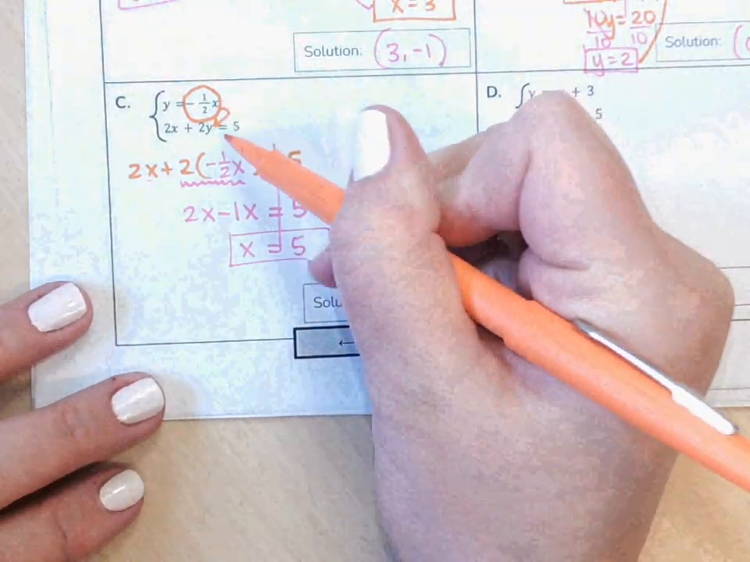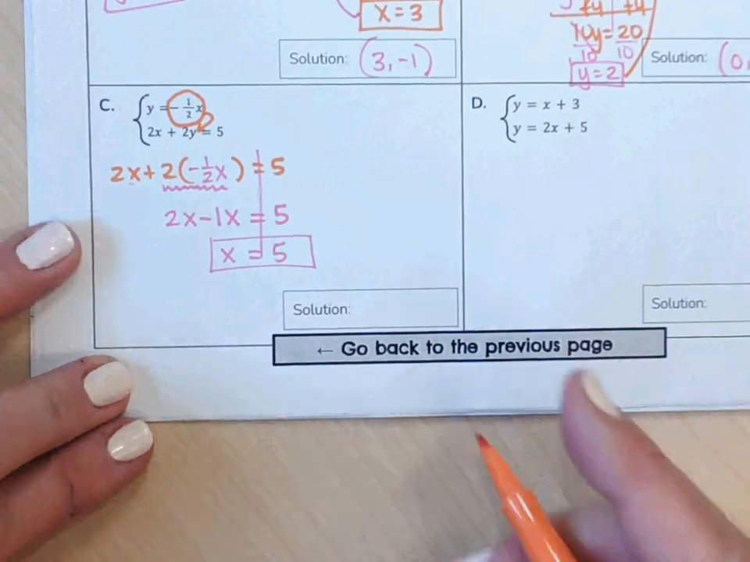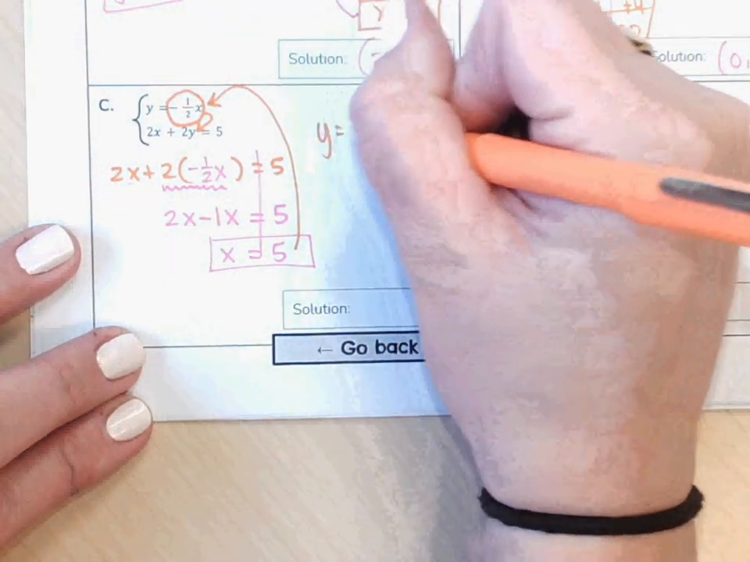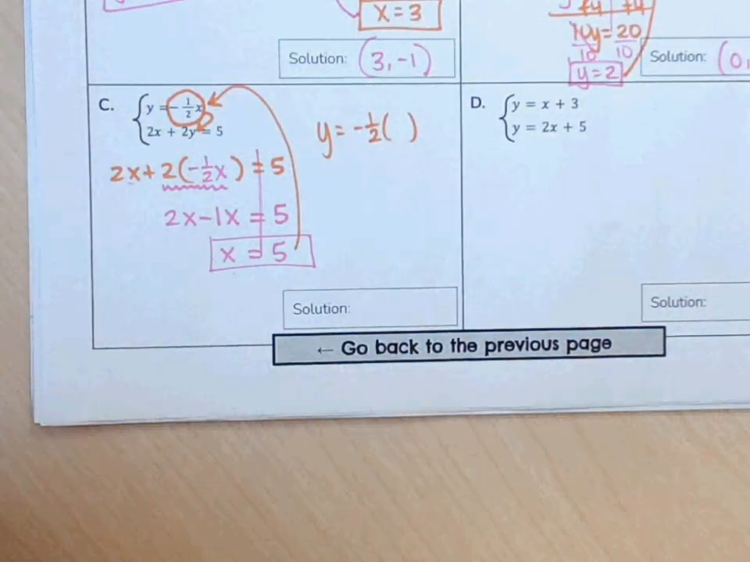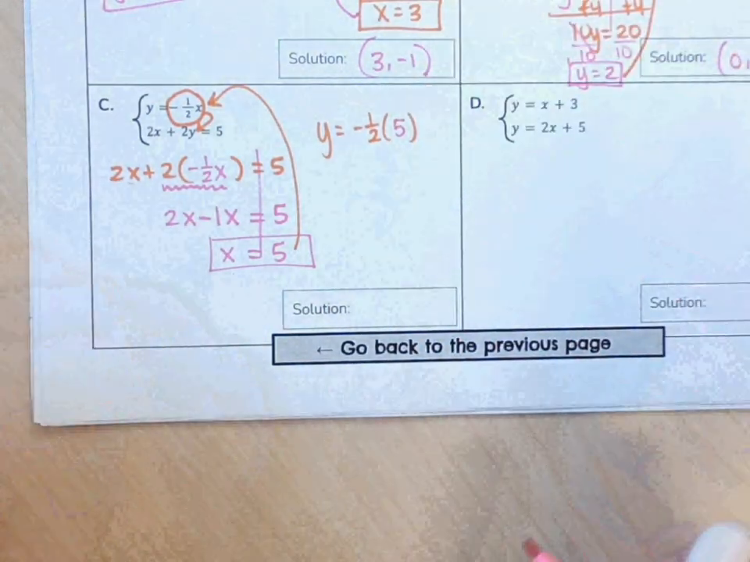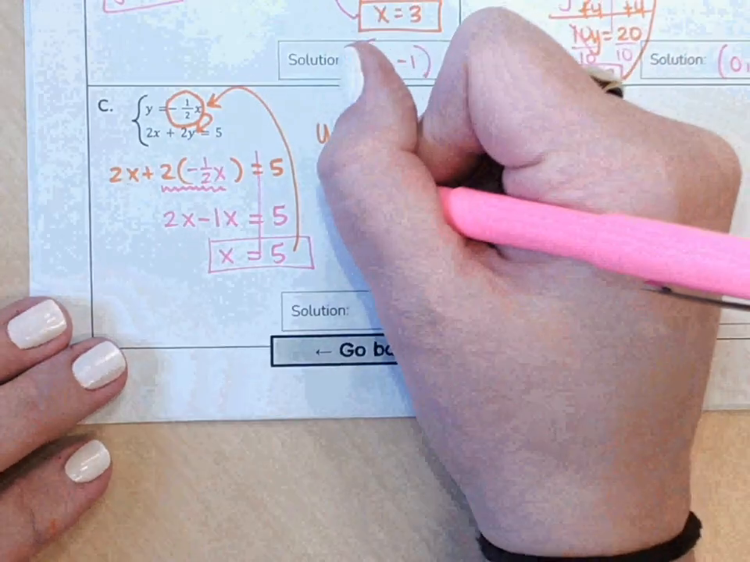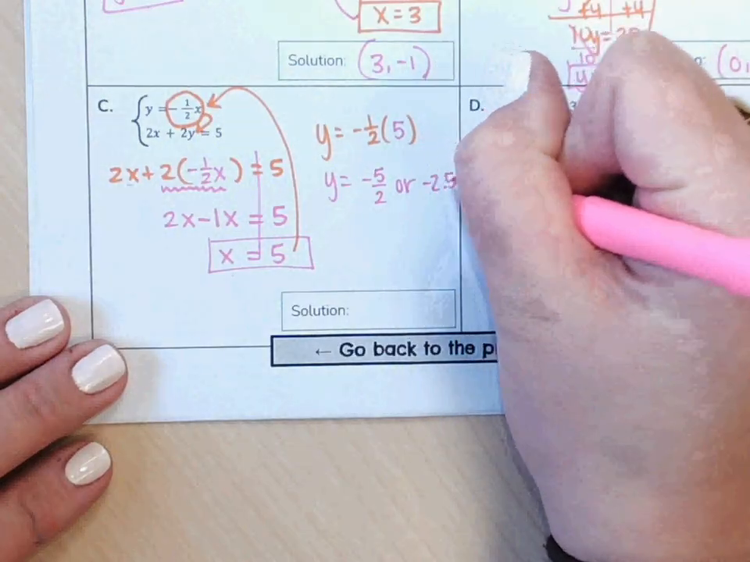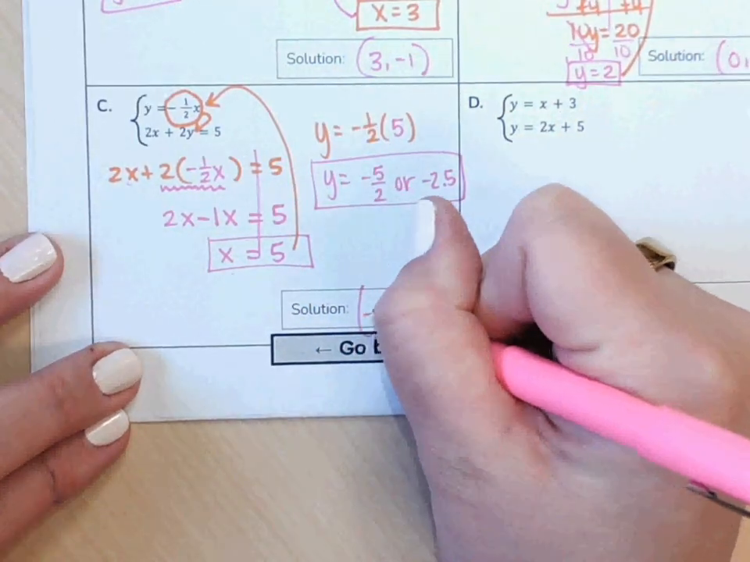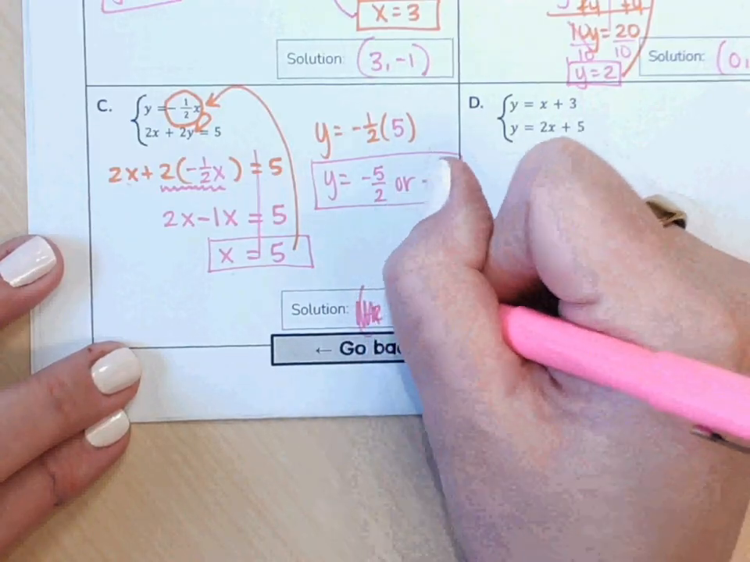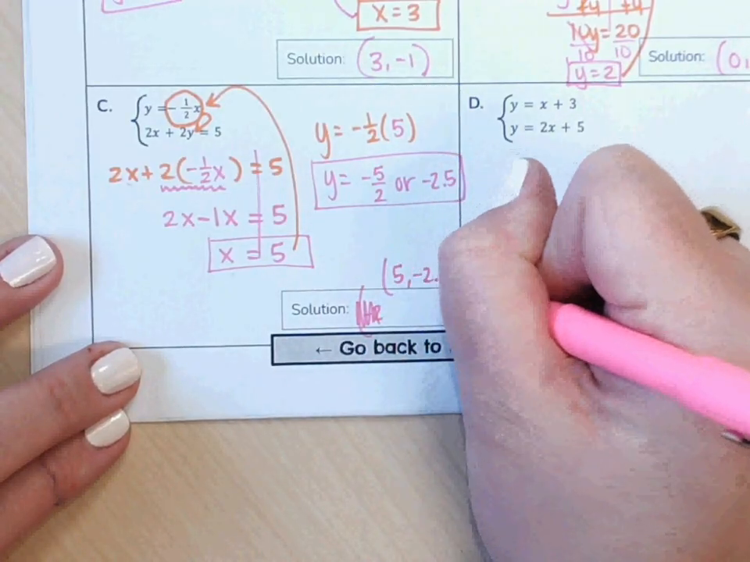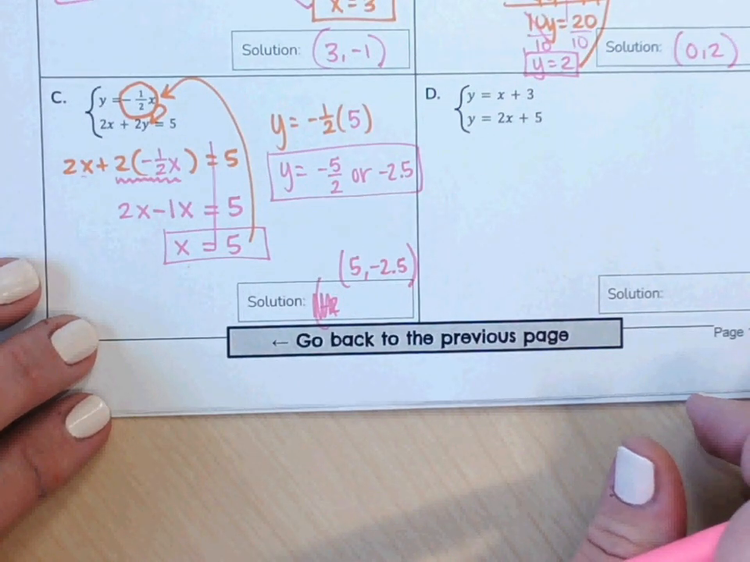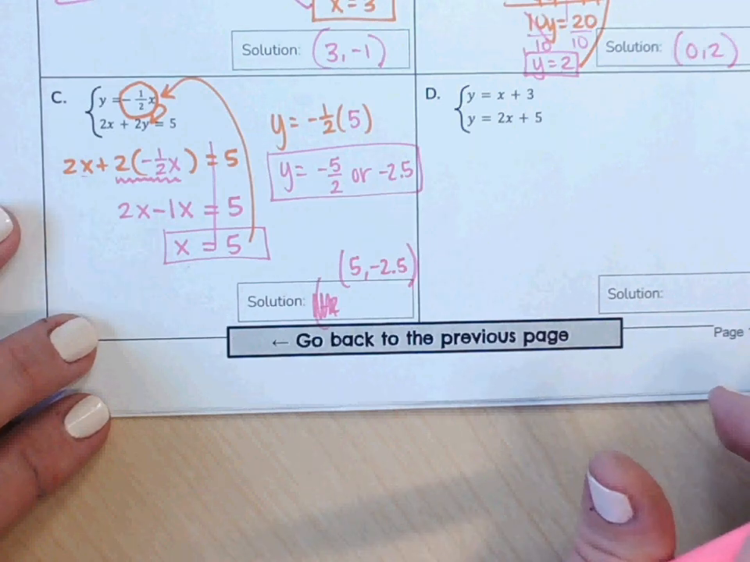Plug this back into either one of these equations. Hit pause and do that. I'm going to plug it into the top. Y equals negative 1/2 x, but instead of x, I've got 5. So y is either equal to negative 5/2 or negative 2.5. I don't care which one you use. Oops, let's rewrite that. 5 comma negative 2.5. Hit pause, catch up, beat me to the next one.